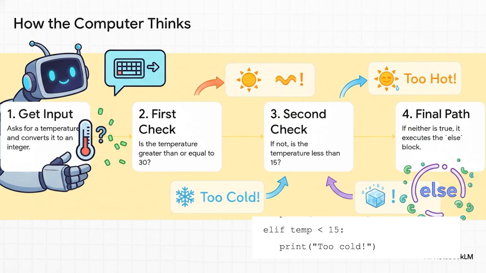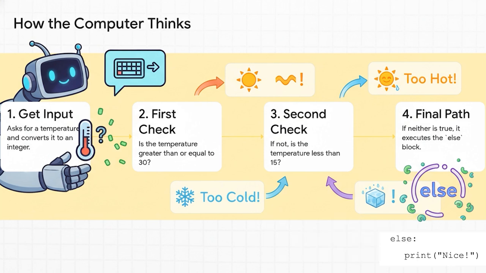Step 3, it performs the second check. Is the temperature less than 15? If that's true, it prints too cold and stops. And finally, step 4, if it got past the first 2 checks, that means the temperature wasn't too hot and it wasn't too cold, so it has no other choice but to take the final else path and print nice.